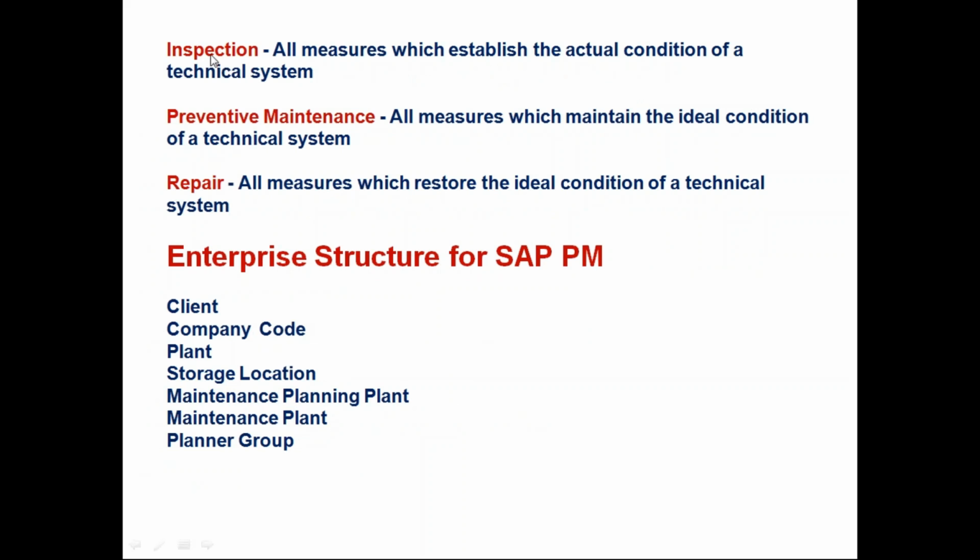Now first, what is an inspection? Inspection means all the measures which establish the actual condition of a technical system. They will inspect the equipment or machinery by checking the actual conditions or parameters. Preventive maintenance means all the measures which maintain the ideal condition of a technical system, an equipment or a device. Repair means all the measures which restore the ideal condition of a technical system.